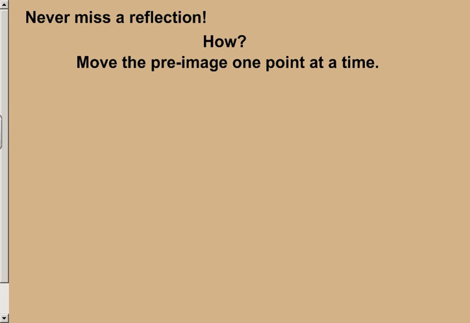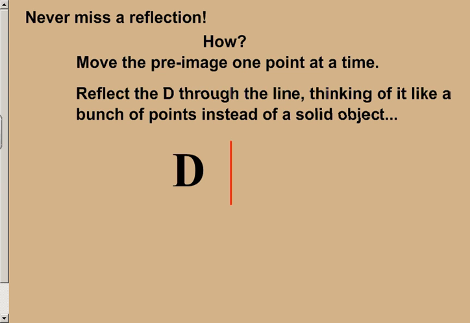To put it in Euclid's vocabulary, we're going to take this structure and break it down into its points. Let's look at the same example again. Reflect the D through the line, thinking of it like a bunch of points instead of a solid object. Essentially, we reconstruct the D out of smaller pieces, and then allow those smaller pieces to look through the mirror one at a time.